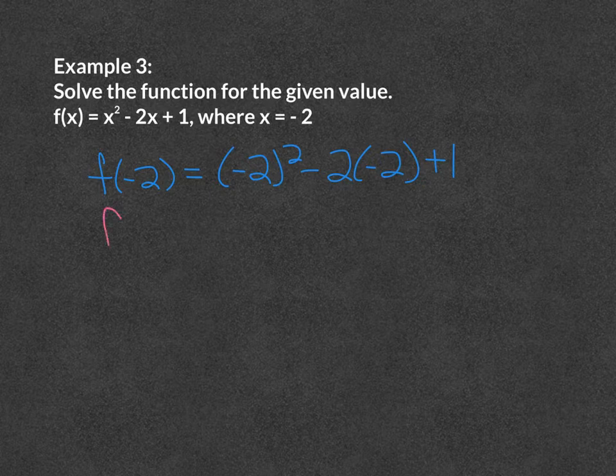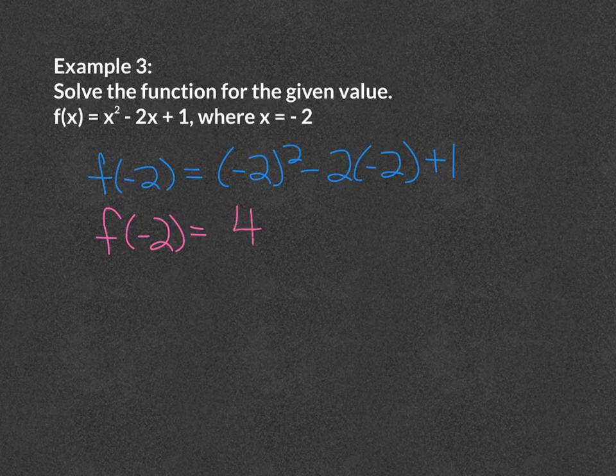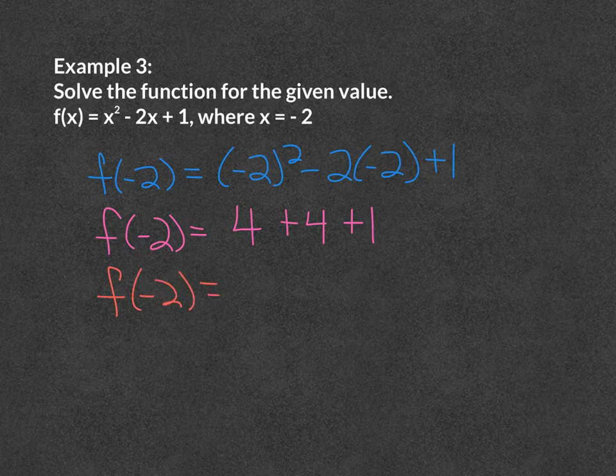I'm going to bring down f of negative 2 equals negative 2 squared is 4. Negative 2 times negative 2 gives me a positive 4. Bring down the positive 1. So I'm going to bring down f of negative 2 equals 4 plus 4 gives you 8 plus 1 gives you 9. So f of negative 2 equals 9.